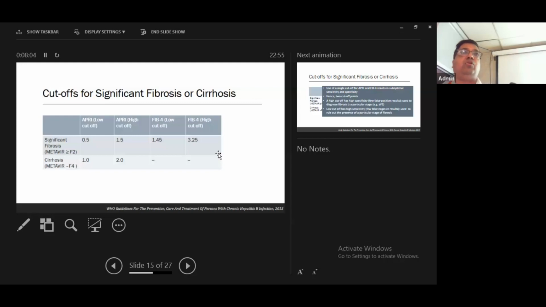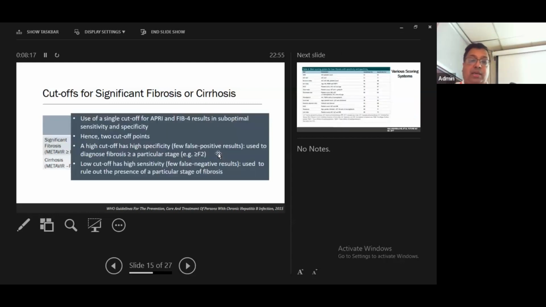For the FIB-4 score, cutoffs were developed only for significant fibrosis. The lower cutoff is 1.45 and the higher cutoff is 3.25. Use of a single cutoff for APRI and FIB-4 results in suboptimal sensitivity and specificity. Hence, 2 cutoffs were kept for these calculations. The high cutoff has high specificity and is used to diagnose fibrosis at a particular stage, and the lower cutoff has high sensitivity and is used to rule out the presence of a particular stage of fibrosis.